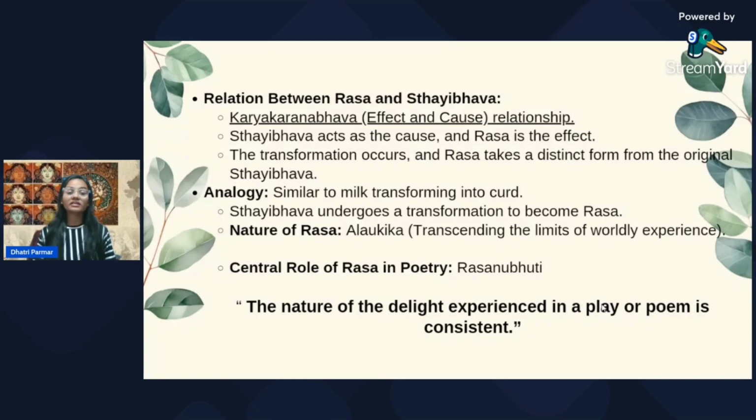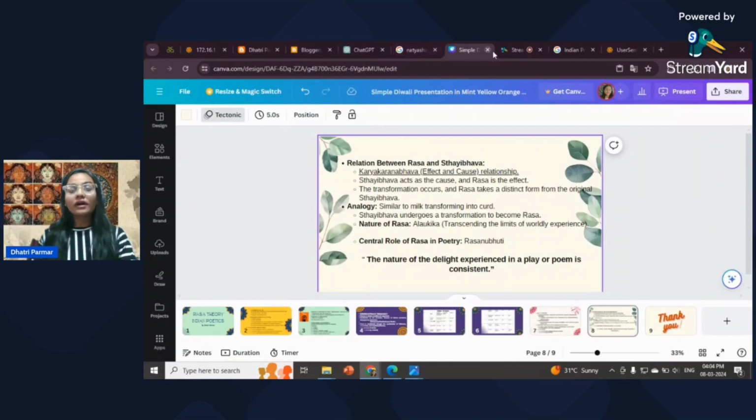And if we look at the nature of rasa, then it is alaukika. It cannot be put into words how a spectator or reader is feeling about that. The central role of rasa in poetry is rasanubhuti for the spectators. In conclusion, we can say that the nature of the delight experienced in the play or poem is consistent. So basically, the role of rasa is to evoke emotions in the reader and make them aware of, or release, the emotions which are there in their body.